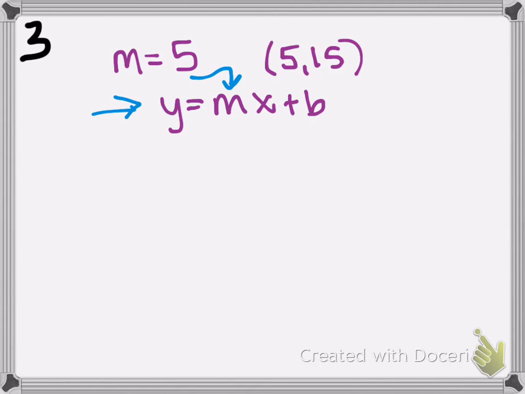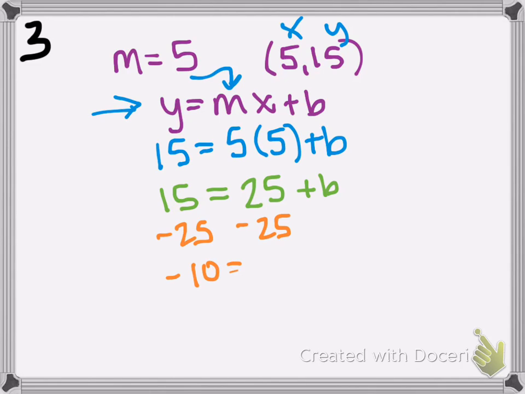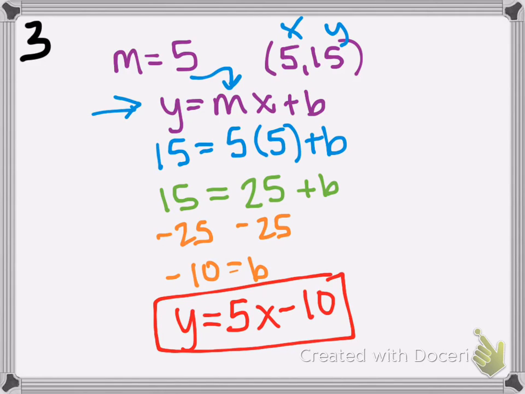So I put my 5 for my slope in that equation. This is x here, and this is y. So it is 15 equals 5 times 5 plus b, because b is not given. 5 times 5 is 25, so I get 15 equals 25 plus b. Then I subtract 25 from both sides. I get -10 equals b. This just tells me my y-intercept, and I have to plug it all back in. So we get y equals the slope of 5x minus 10. That's your answer.